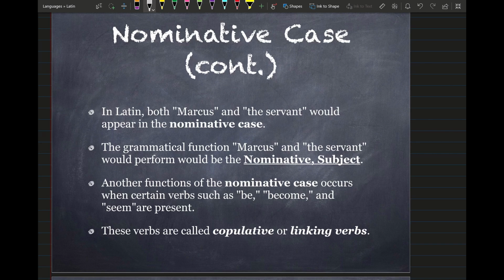Another function of the nominative case occurs when certain verbs such as be, become, and seem are present. These verbs are called copulative or linking verbs. So this is extremely important. You're going to see linking verbs all the time throughout Lingua Latina, and it's important to master those now and understand how they operate in a sentence.